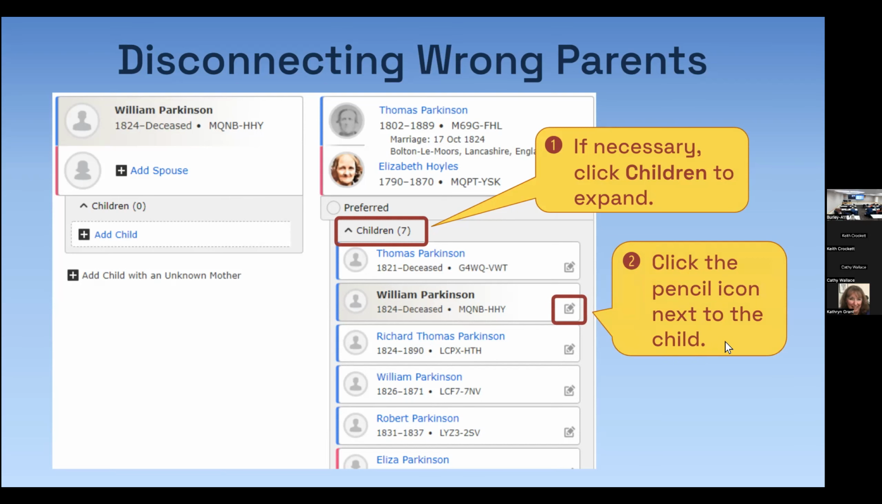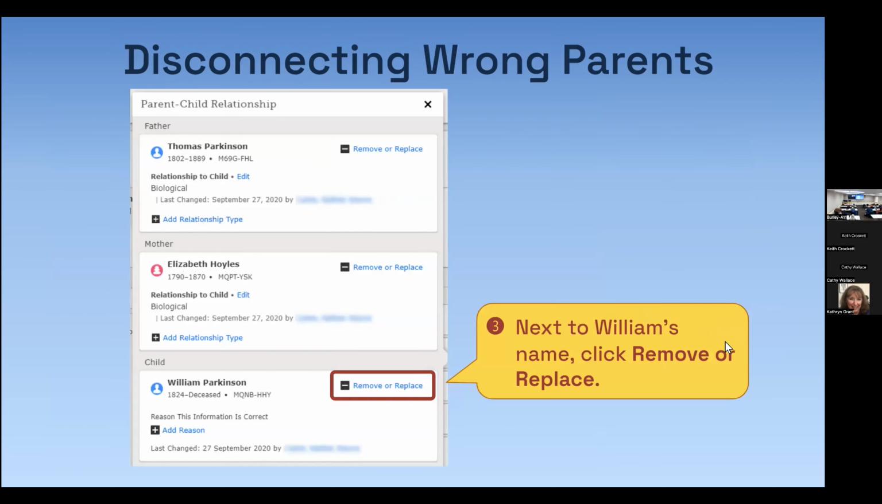And you click that, and this is what you get. You get a screen that looks like this. You'll see the dad at the top with remove or replace. You'll see the mom next with remove or replace. Then you'll see the kid with remove or replace.